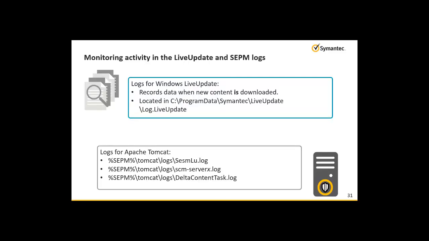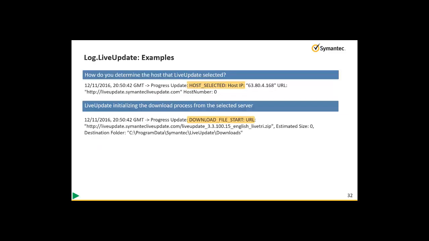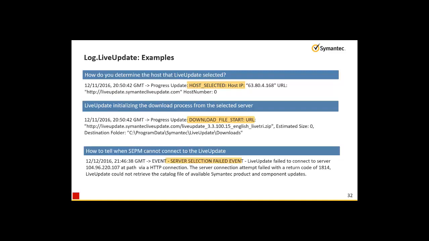When monitoring activity in Live Update and SEPM logs, reference the logs listed on the screen. SEPM Live Update uses log.liveupdate and records download activity. Apache Tomcat uses scsmlu.log, scm-serverx.log, and delta content task.log to record when new definitions are saved to the database. The screen shows some Live Update examples, including how to determine the host that Live Update selected, initializing the download process, and how to tell when the SEPM cannot connect to Live Update.